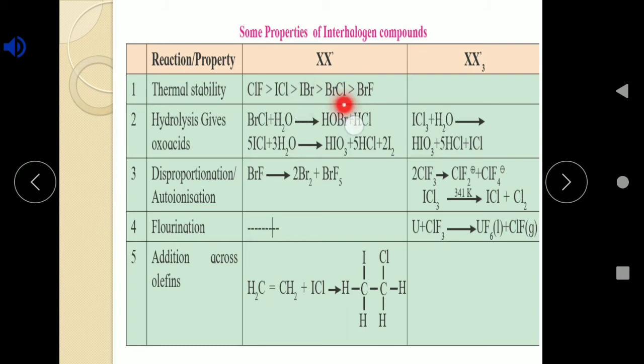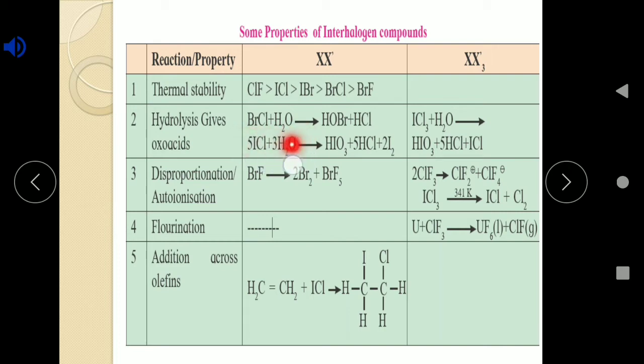First consider XX'. Thermal stability, if we consider, then the sequence will be like this. ClF is more stable than ICl, then IBr, then comes BrCl, and then comes BrF. So the compound ClF is the most thermally stable compound. Now, the second reaction we are going to see is hydrolysis. What is hydrolysis? Hydrolysis means reaction with water.